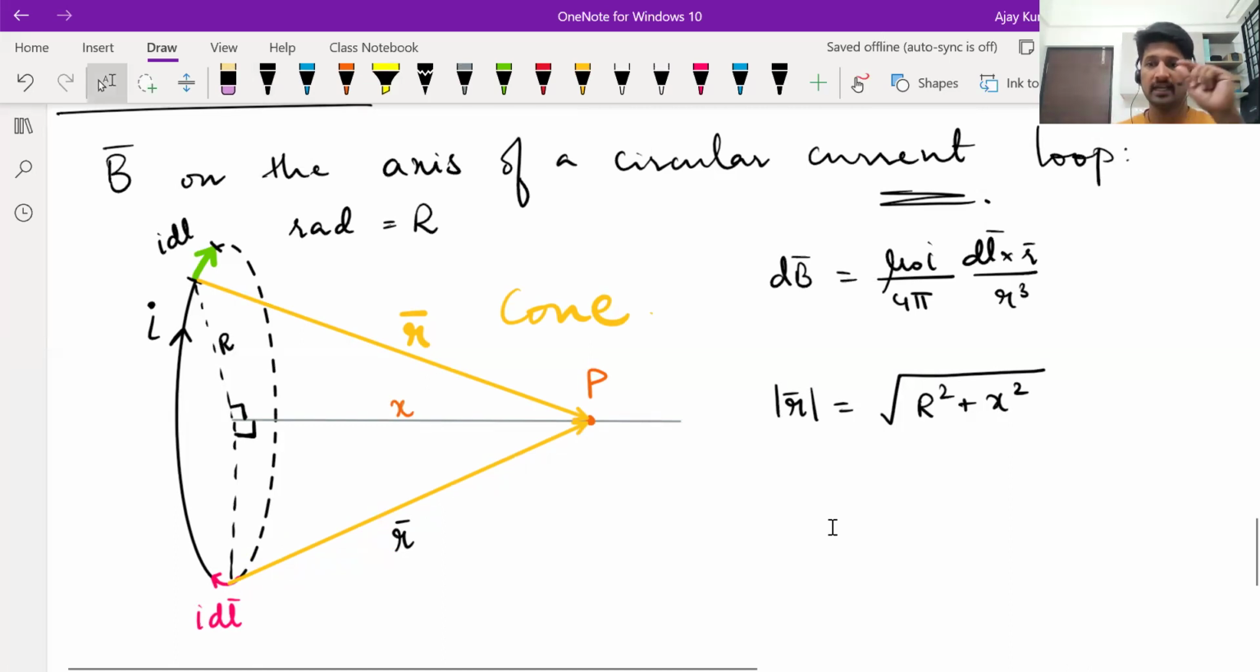The other thing we need to know is the angle between dl vector and r vector, because we have to evaluate this cross product, dl cross r. Can any of you tell me the angle between them? 90. Pi by 2. Okay, pi by 2, 90 degrees. Fine. So that is correct. Any element, like you join any element to that vertex of the cone, the angle will be 90 degrees.